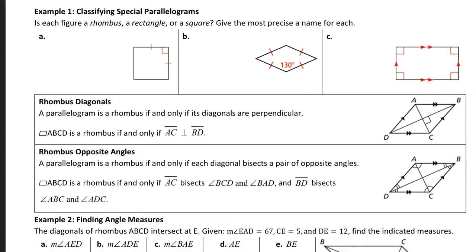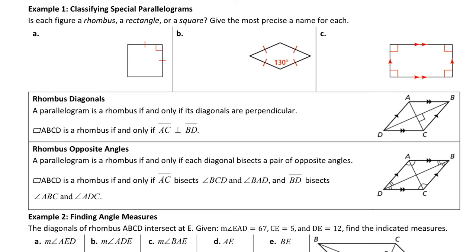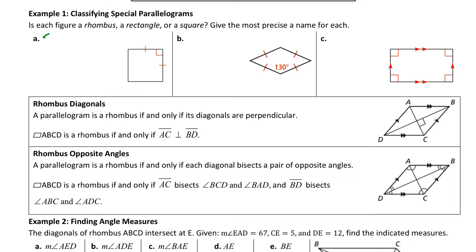So in example 1, we're just going to be classifying special parallelograms. We're going to ask, is it a rhombus, rectangle, or square? In part A, this shape, we can classify it as a square. Part A, this is a square. And the reason it is a square is because each of these is a parallelogram, so opposite sides are congruent, which means all four sides are congruent, which makes this a rhombus.